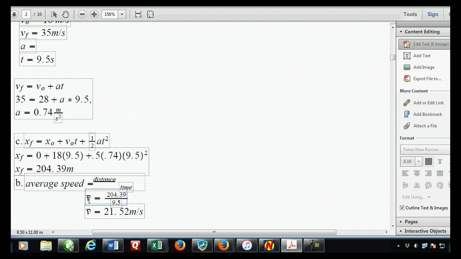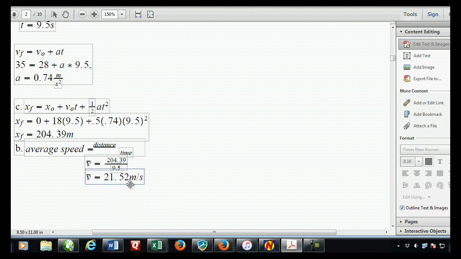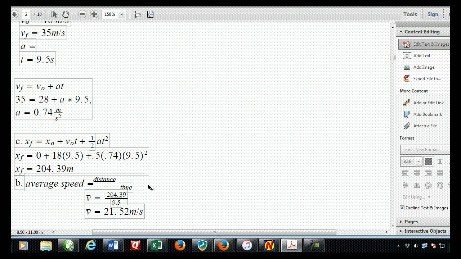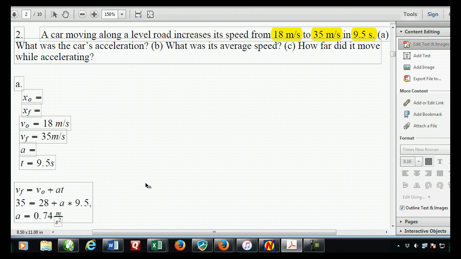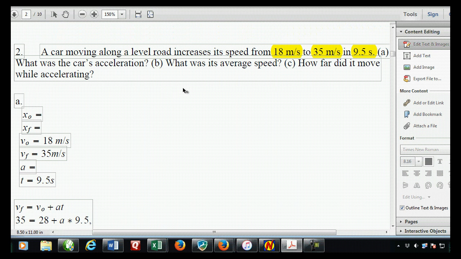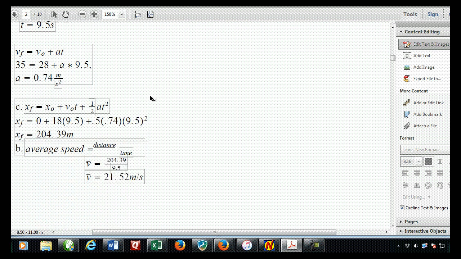Remember, the symbol for average speed is a v with a bar above it. I found my distance to be 204, since my initial position was 0. 204.39 divided by 9.5 gave me an average speed of 21.52 meters per second. How far did it move? We found the distance. We used that to find the average speed, 9.5 seconds.